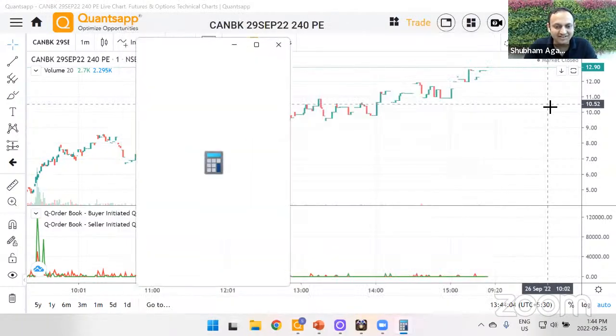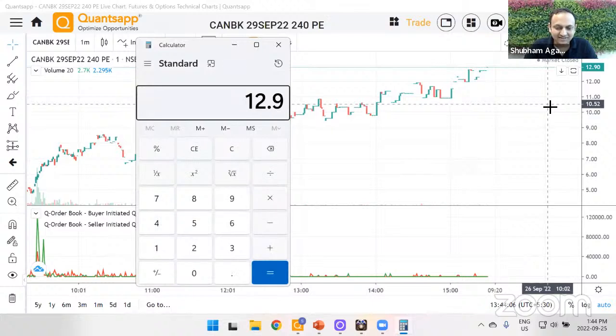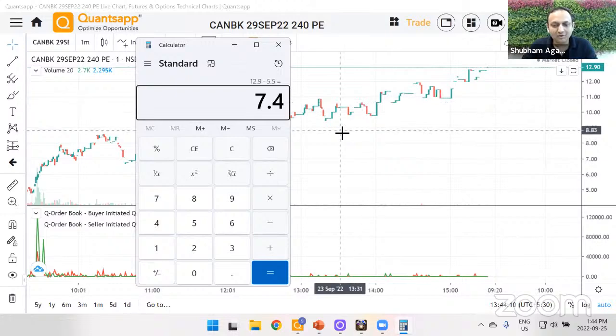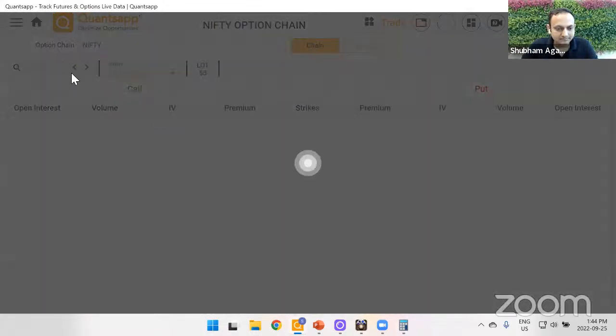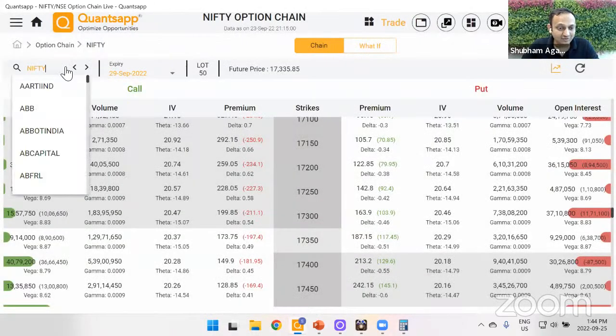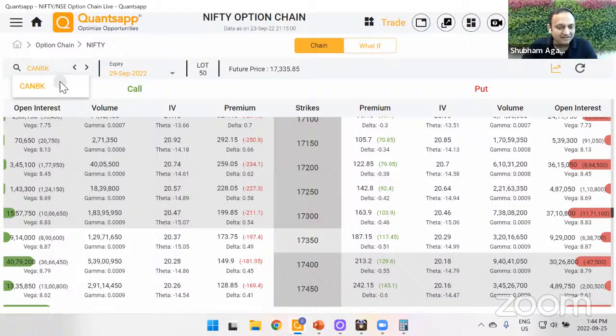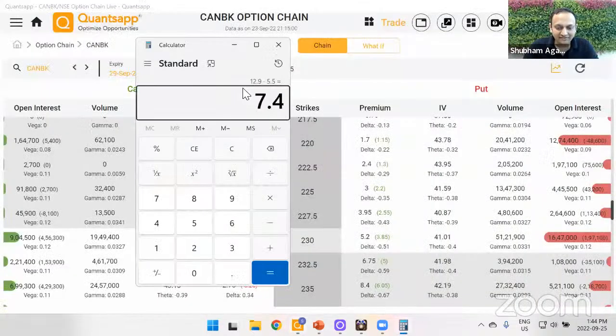So 12.90, let me just calculate how much roughly that return is. So 7.4 rupees return. And what is the lot size of Canara Bank? Let me just check that. I don't remember it. So the lot size is 2,700. So multiplied by 2,700, even if you bought one lot, 20,000 rupees, and let's say if you're buying 10 lots, obviously 2 lakh rupees on just a single trade.